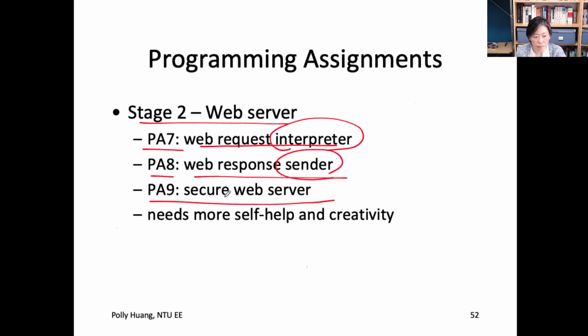Now for this stage, you will need more self-help and creativity. Chances are high that you need to Google, and you find yourself going into places like Stack Overflow, where a lot of programmers and developers exchange experiences.